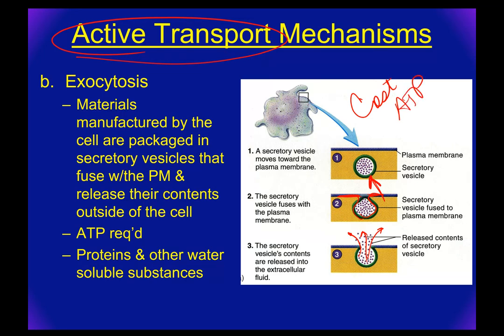But I'm packaging something inside my cell and releasing it in a mass amount. It isn't, I'm releasing one molecule or I'm releasing one atom. I'm actually releasing a bulk amount. A lot of our proteins get released this way. Some of our hormones get released this way. So it's a way to kind of mass release a product that we need inside the body, but not inside of our specific cell that made it.